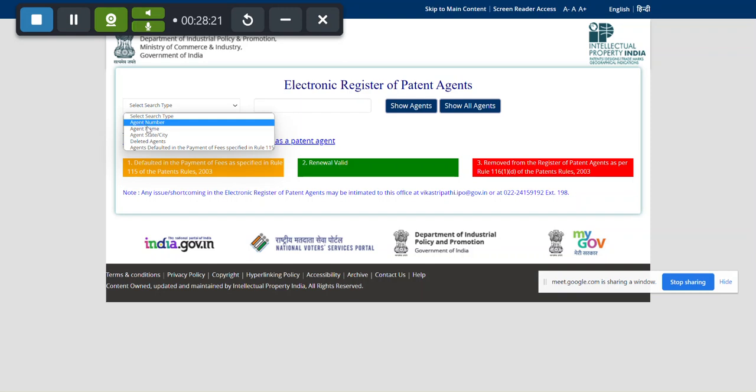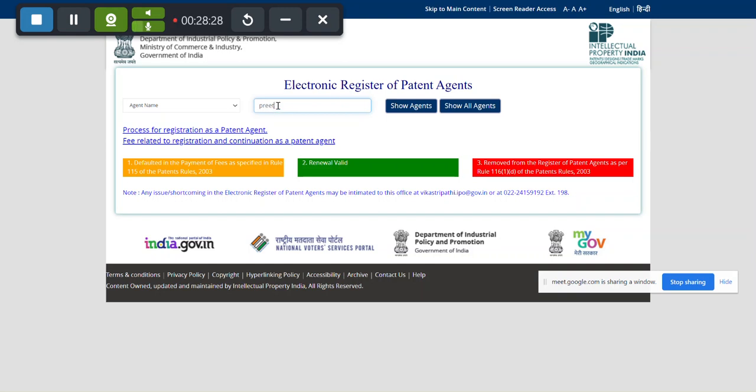In this way, we are just searching by the name. So I am writing my name. Rather than that, I will write my surname because it's a little bit unique, so there will be very few results for that.